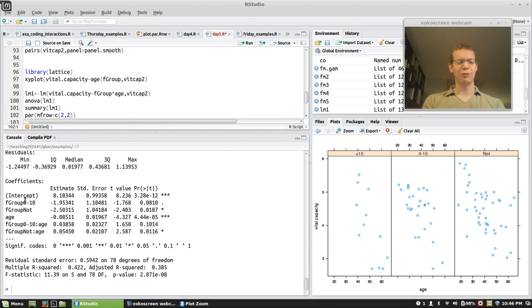Now, first thing to remember is what is in the intercept. It's the group that is missing, so it's the plus 10 years. So the reference here is those who work more than 10 years in the catering industry. So the intercept is smaller for those who worked less years, and is even smaller for those who did not work.